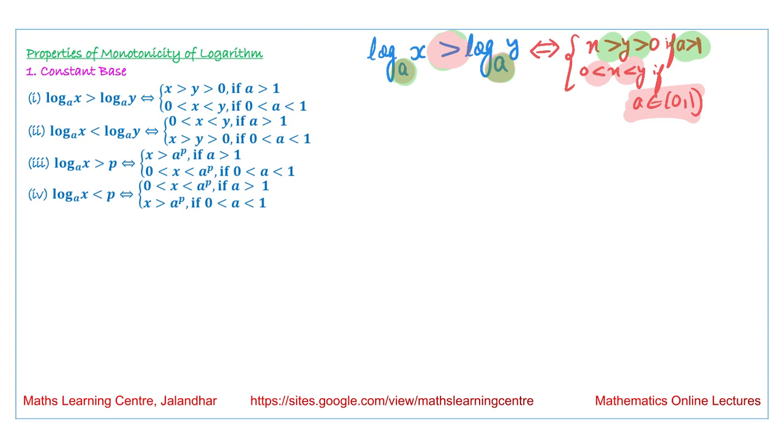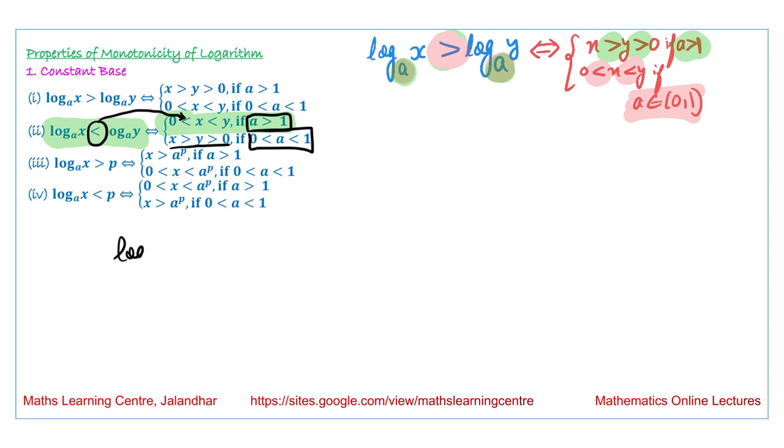Next is log x to the base a is less than log y to the base a. This implies 0 is less than x is less than y. Again, look at the sign over here, it is less than. The sign between x and y is x is less than y and x is greater than 0 if we have a greater than 1, and if a is less than 1, then we have x is greater than y is greater than 0.